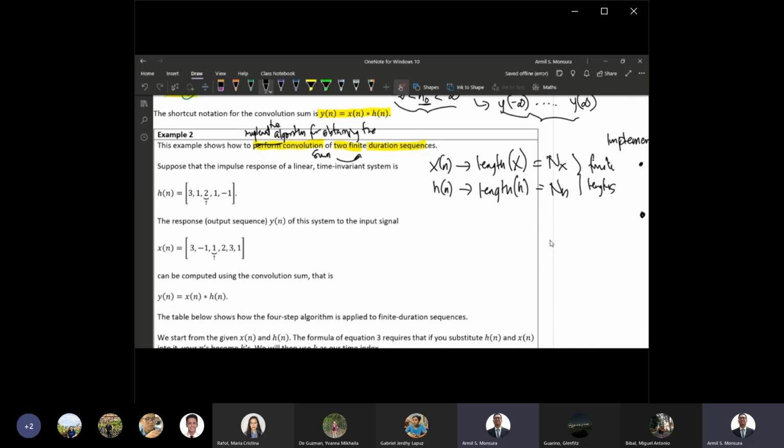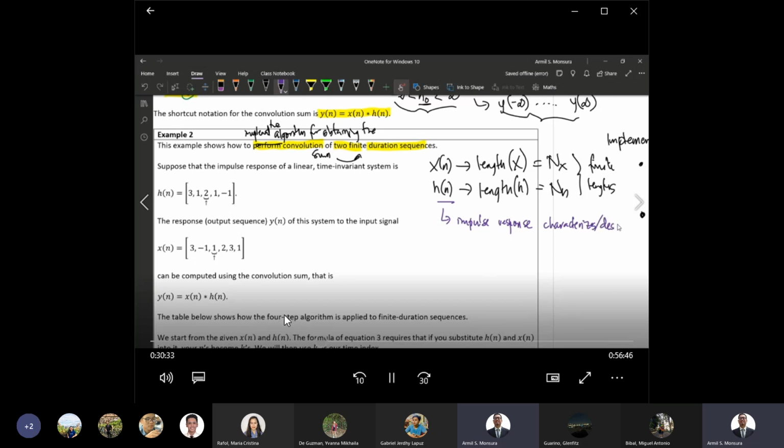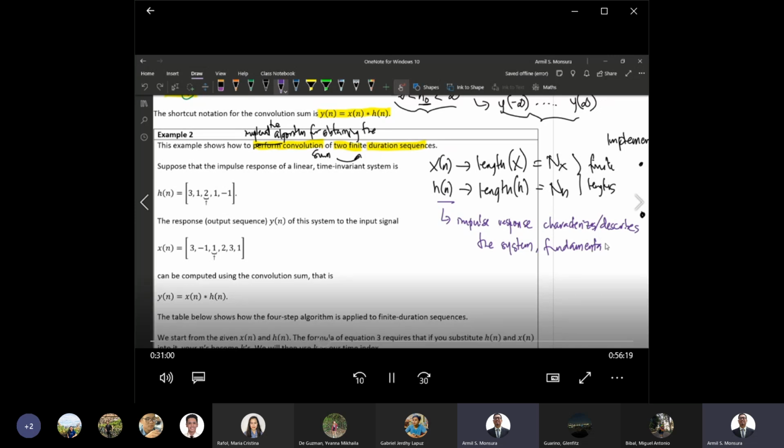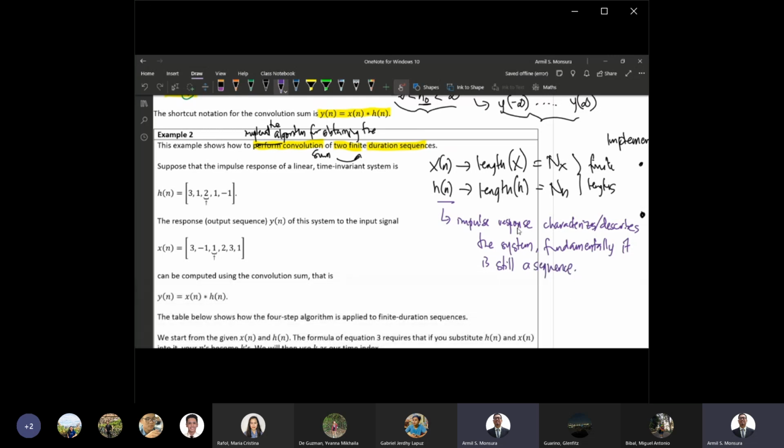By the way, pansinin niyo rin dito that while h of n, emphasize ko lang ulit, h of n or the impulse response characterizes and describes the system, fundamentally, it is still a sequence. So tatandaan niyo na yung hn natin is still a sequence.